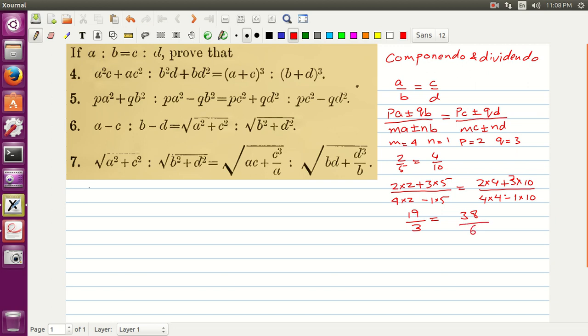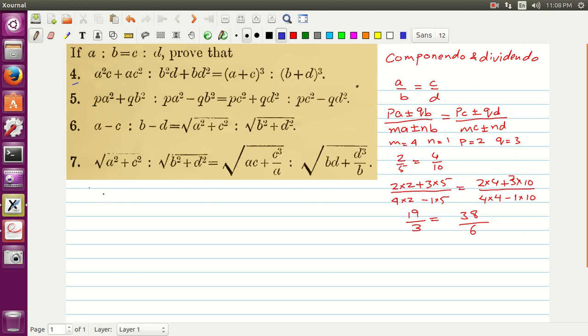Now let us try to solve problem numbers 4, 5, 6 and 7. So first let us solve problem number 4. Now problem number 4 is, we are given that A is to B is equal to C is to D, and we have to prove that A square C plus AC square is to B square D plus BD square will be equal to A plus C cube is to B plus D cube.